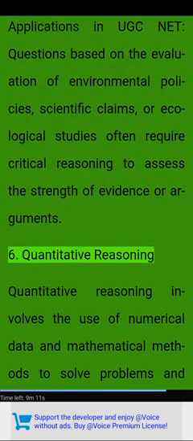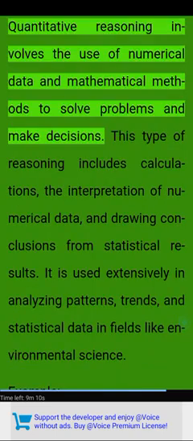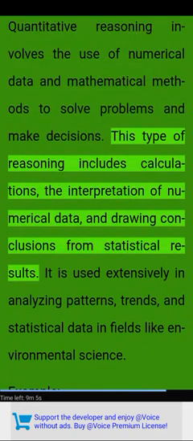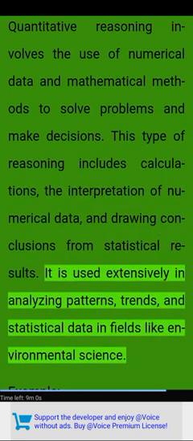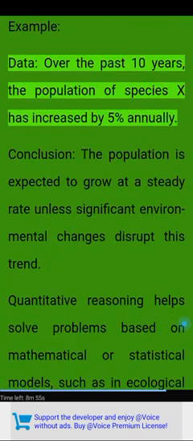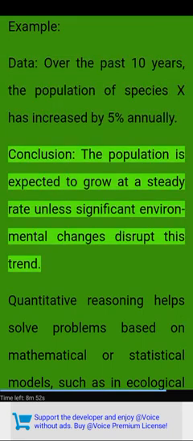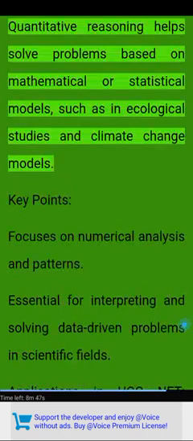6. Quantitative reasoning. Quantitative reasoning involves the use of numerical data and mathematical methods to solve problems and make decisions. This type of reasoning includes calculations, the interpretation of numerical data, and drawing conclusions from statistical results. It is used extensively in analyzing patterns, trends, and statistical data in fields like environmental science. Example. Data. Over the past 10 years, the population of species X has increased by 5% annually. Conclusion. The population is expected to grow at a steady rate unless significant environmental changes disrupt this trend.